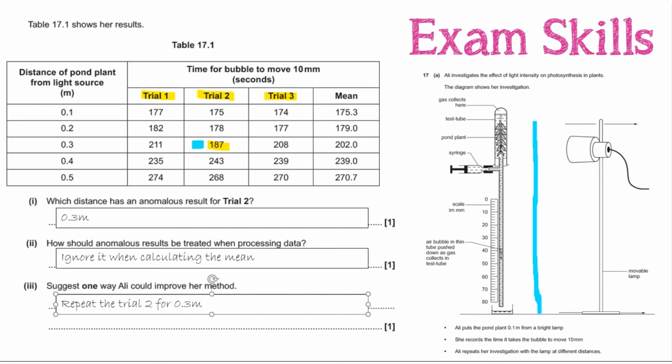So when it comes to suggesting one way to improve the method, you do need to look back at that first bit of information. Go back to the basics on what the controlled variables are and whether they are being controlled. So when we're thinking about controlled variables, it's about volumes, masses, times, temperatures and concentrations. So look for those key aspects, which ones are not being controlled, and say how to control them.